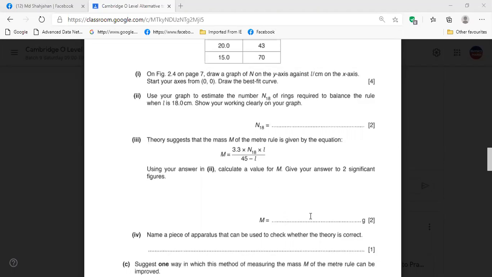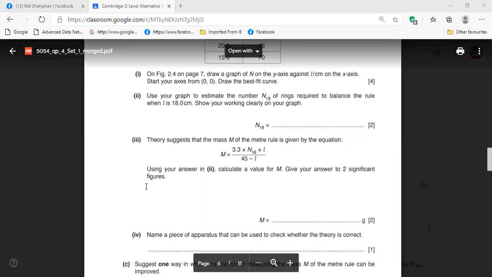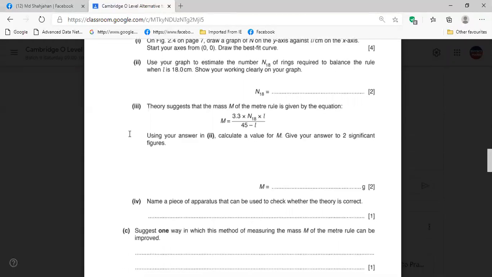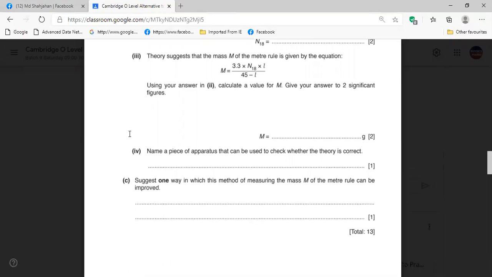Sir, why will I write that? Because here it's written give your answer to two significant figures. Oh, okay, sir. So then you continue the other part. Yes sir, I got 114 at the end, 110. Okay, very good. Then continue part 4. This is an easy one.